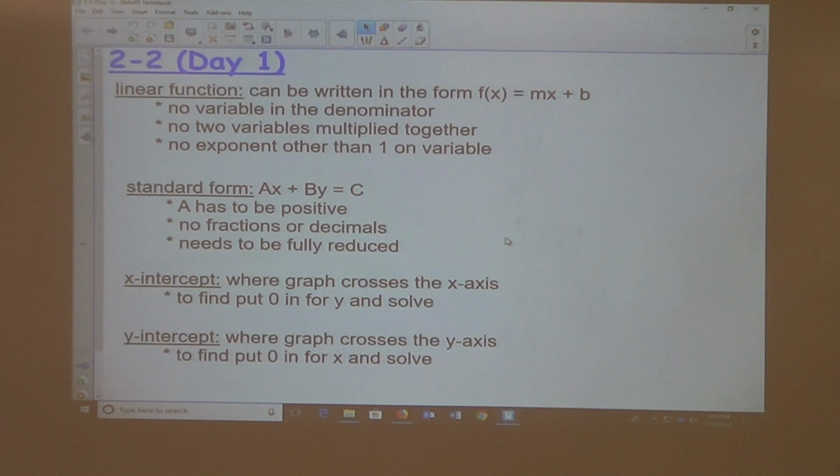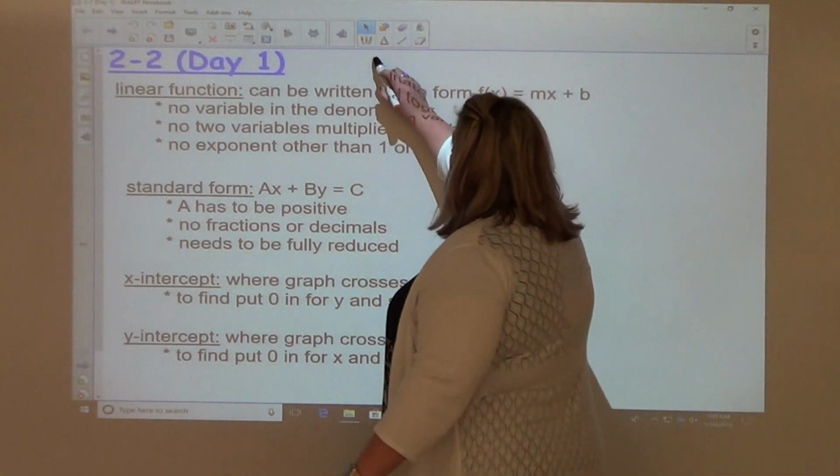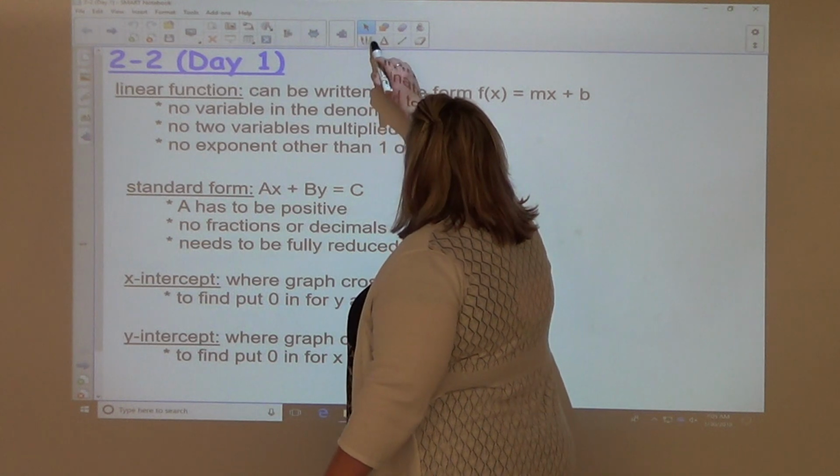Okay, so in order for an equation to be a linear function, that means it needs to be able to be written in slope-intercept form, f of x, or y equals mx plus b. You cannot have a variable in the denominator. So that can look one of two ways.